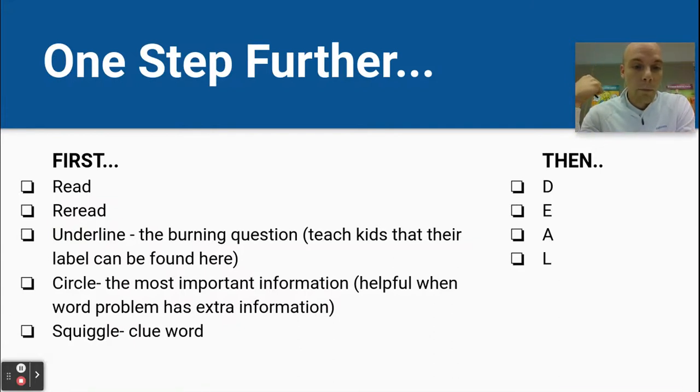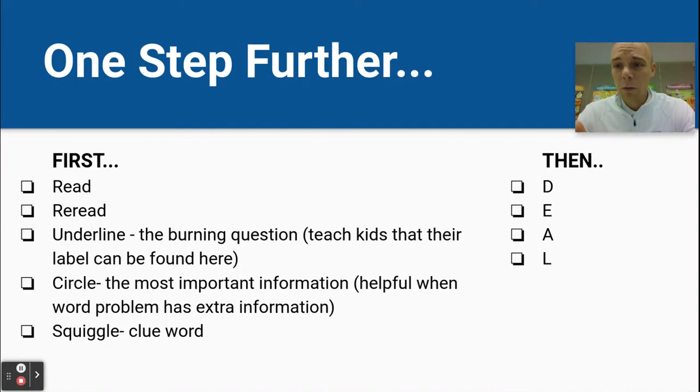So as we're rereading, we want to underline the burning question. That burning question is typically at the end of a word problem, and we want students to underline that part because we know the label can be found in that spot. So read, reread, underline, and then circle some of the most important information: the numbers that go along with the words that we're going to be solving and putting into our equations. We want to circle those things.